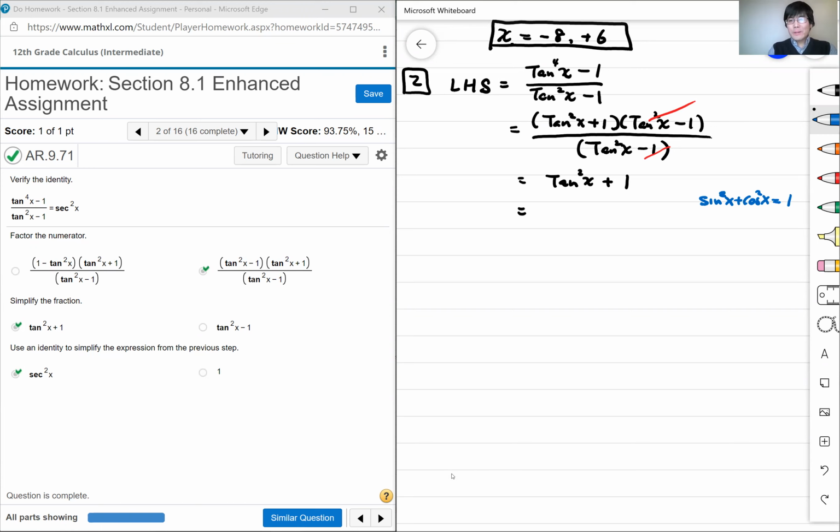Divide both sides of the equation by cosine x squared. You're going to get tangent x squared plus 1 is equal to secant x squared. We will use this formula quite often when we are working with integrations. So by the Pythagorean identity, this is equal to secant squared x, which is equal to the right-hand side, and that completes the proof.